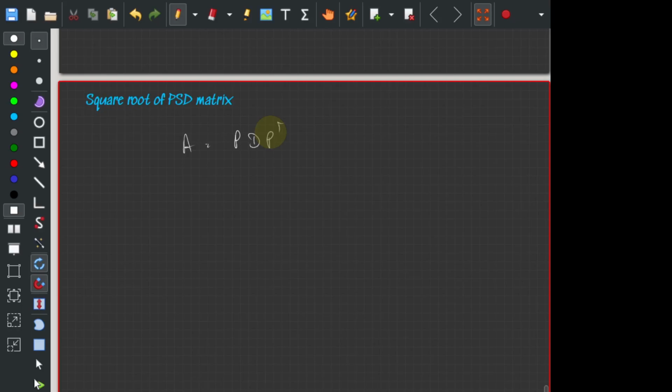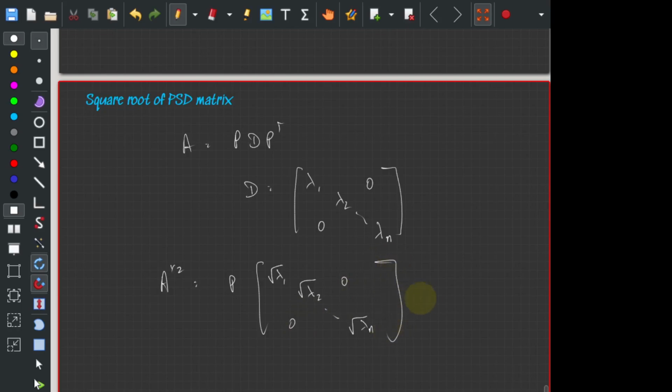D is a diagonal matrix and all the diagonal entries are greater than or equal to 0. So each diagonal entry has a square root. Let's first take D. It is lambda 1, lambda 2, up to lambda n. It's a diagonal matrix. Suppose I look at the following matrix, which is P times root lambda 1, root lambda 2, up to root lambda n. Let's look at this particular matrix. What is the square of this matrix going to be equal to?